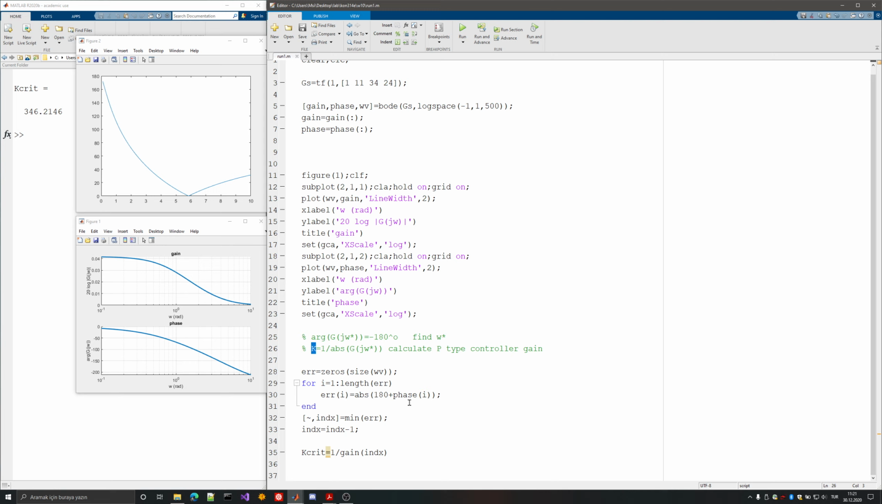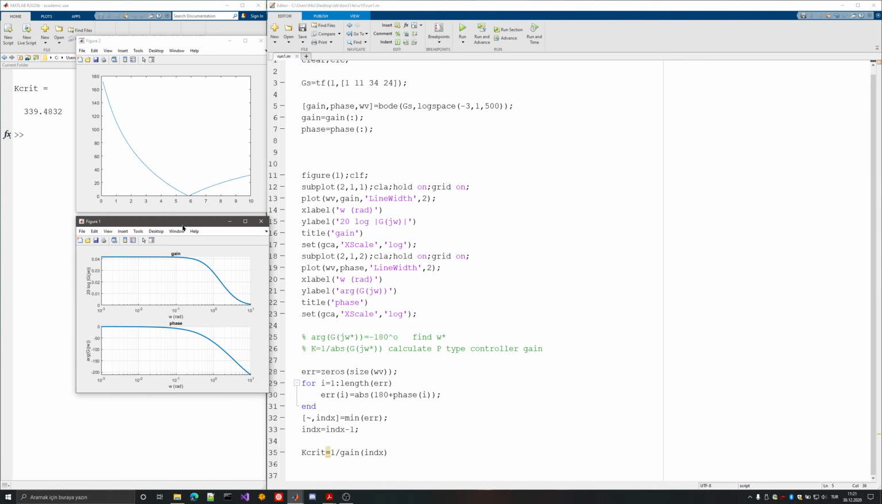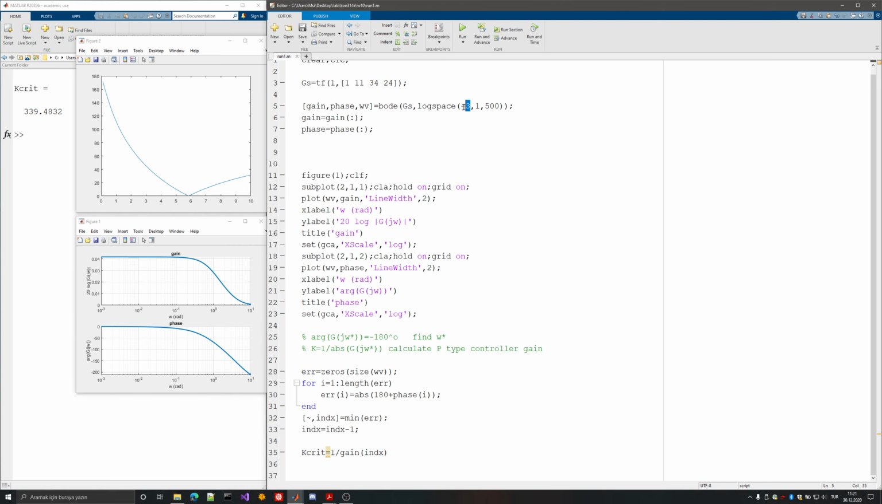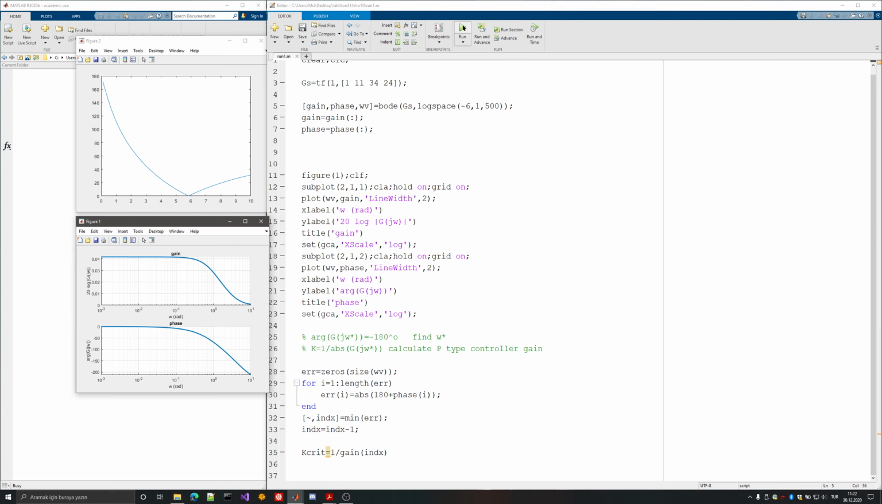Now, in order to be able to search that point, we have to assume that K is basically negative. So I'm not looking for 180 degrees anymore. I have to look for 0 degrees because the K value will contribute minus 180 degrees because it's negative. So the system itself should have 0. In this graph, I can see that I'm approaching 0, but I'm not reaching 0. Maybe I should include the lower part a little bit more. Maybe let's make it -6.